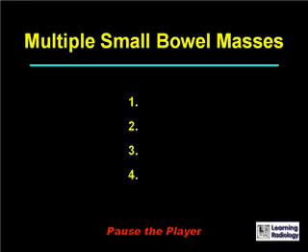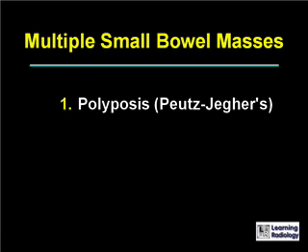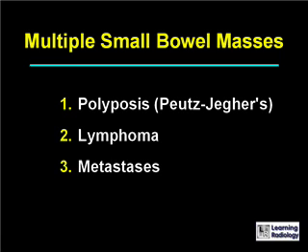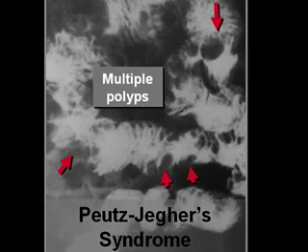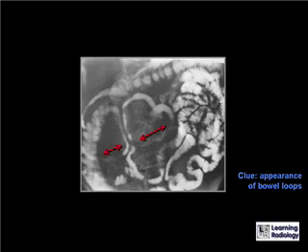The differential is for multiple small bowel masses. There are 4 causes listed. Amongst the causes of multiple small bowel masses are polyposis syndromes, such as Peutz-Jeghers, lymphoma, metastases to the small bowel, and Whipple's disease. This is your next differential diagnosis.